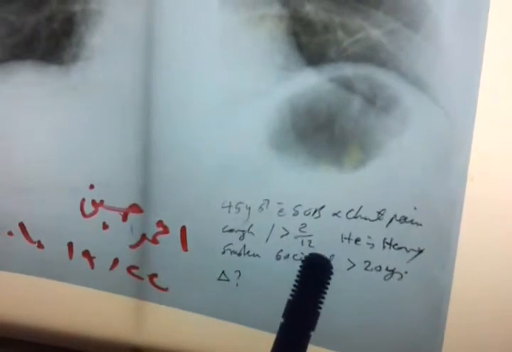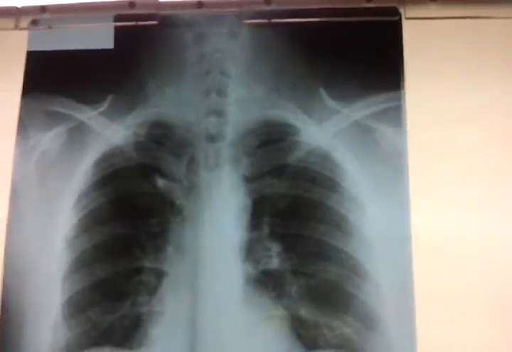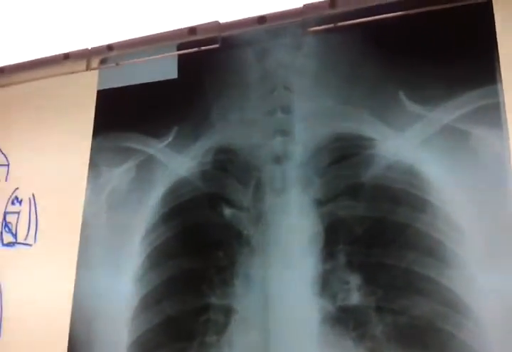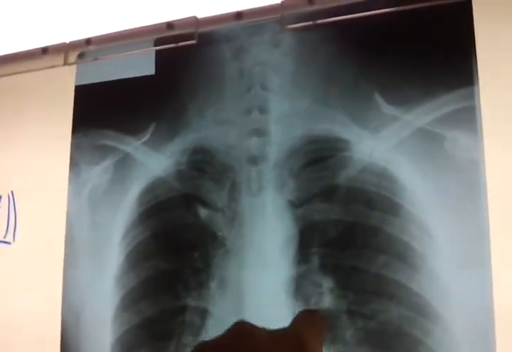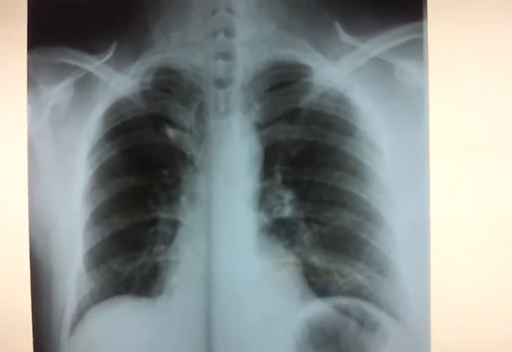This is a chest X-ray of a 45-year-old male with shortness of breath, chest pain, and cough for more than 2 months. He is a heavy smoker, 60 cigarettes per day for more than 20 years. What's wrong? Yes, there is some hilar shadow calcified. Probably this is old tuberculosis.